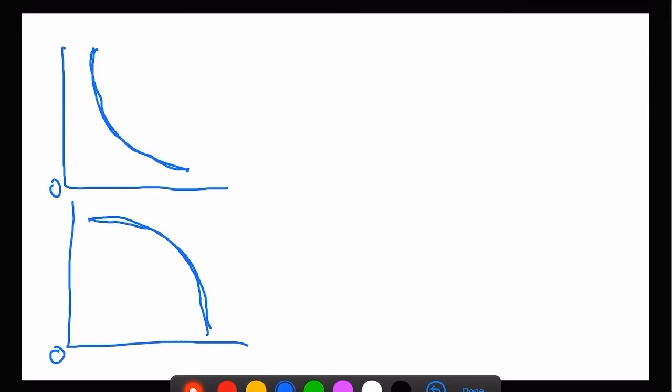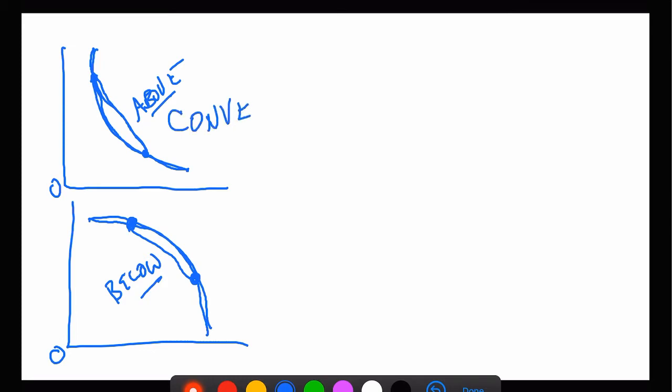Okay? So if I draw my secant over here, that secant is above the curve. And if I draw my secant over here, that secant is below the curve. If my secant is above the curve, we say that this line is convex to the origin, to 0, to the origin. And if it's below, we say it's concave to the origin.